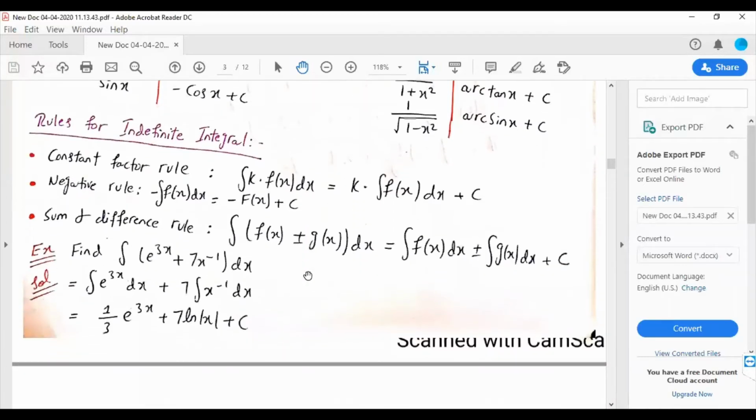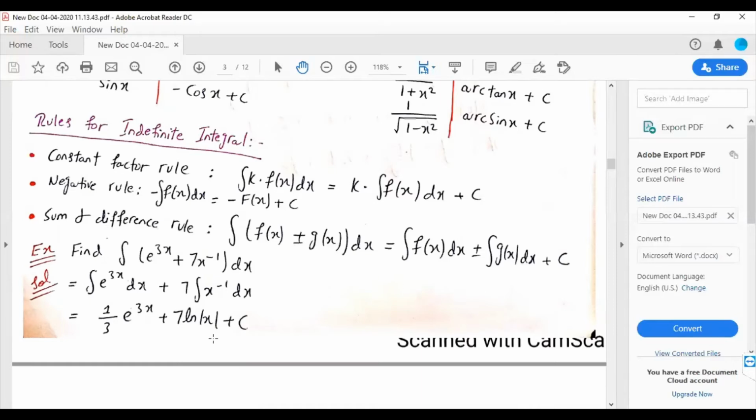antiderivatives. The constant factor rule says that if a constant is multiplying the function, then you can take out the constant and integrate the function and you get the answer. The negative rule: if a negative sign is multiplying a function, then that negative sign is also multiplied with the antiderivative of the function. The sum and difference rule: if two functions are being added or subtracted, then as the integral is a linear operator, it is applied term by term, so you can get the answer.